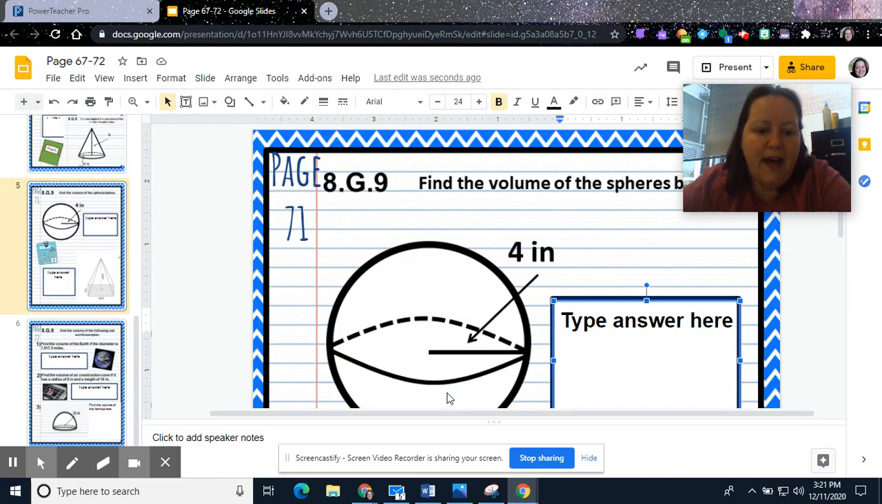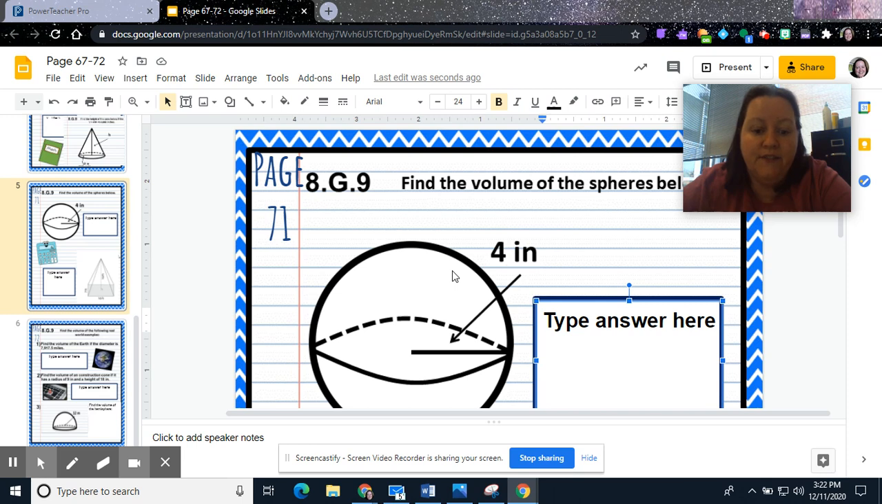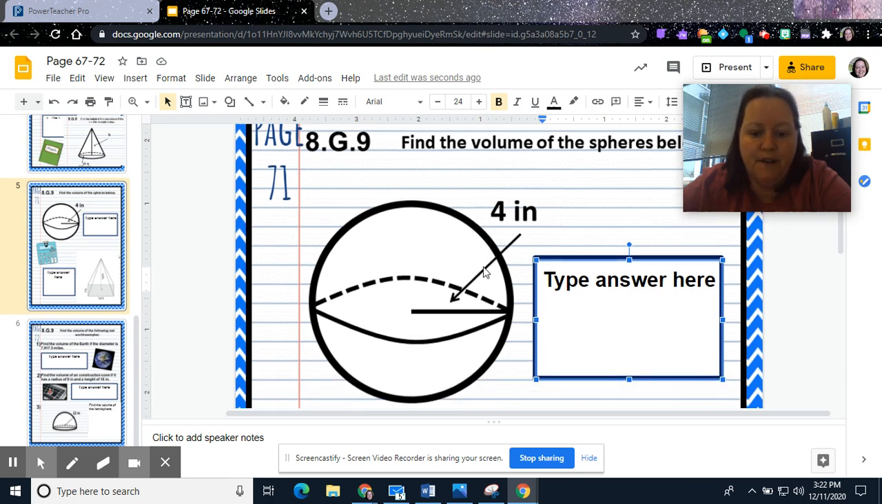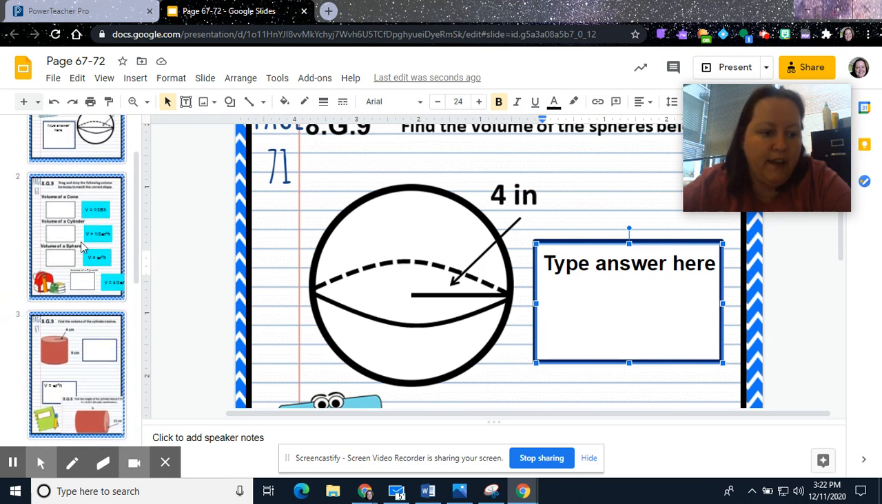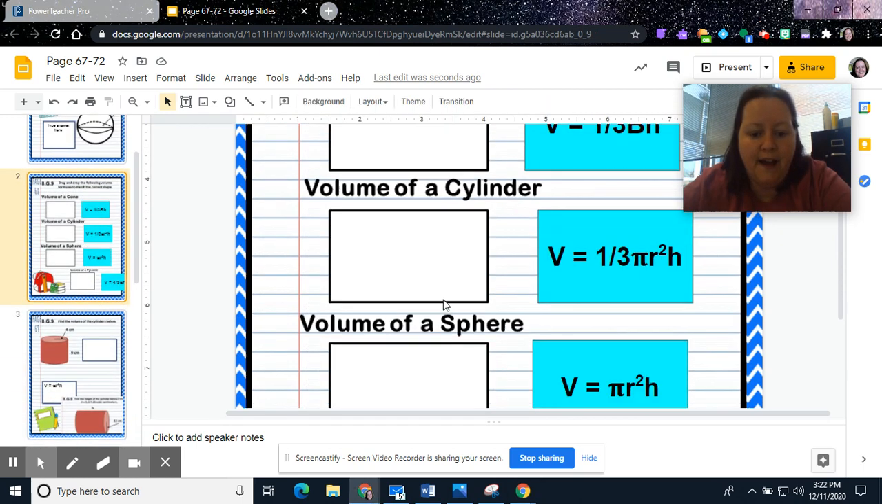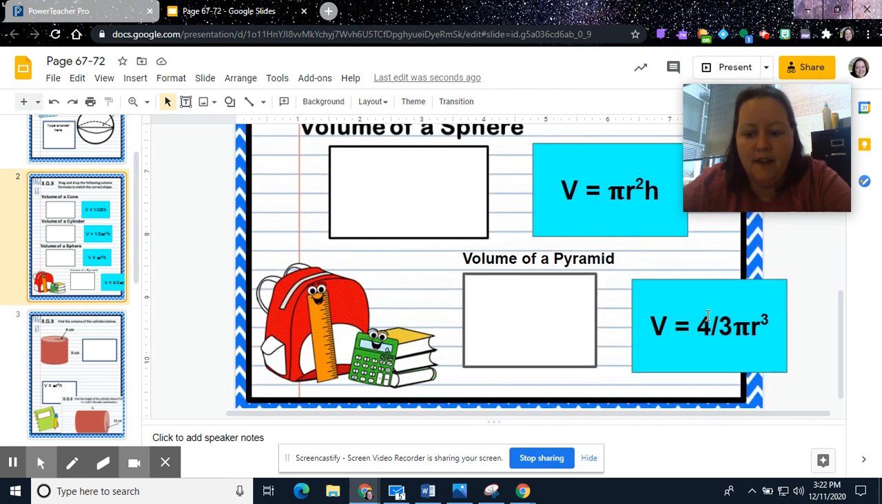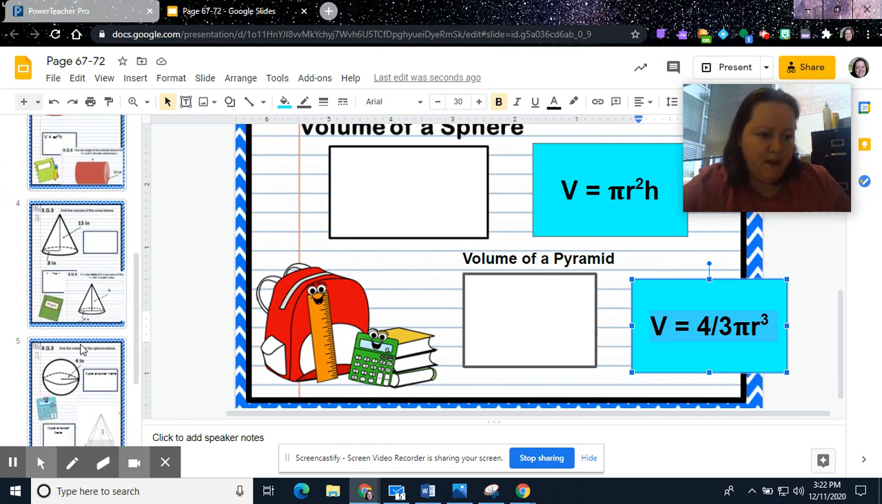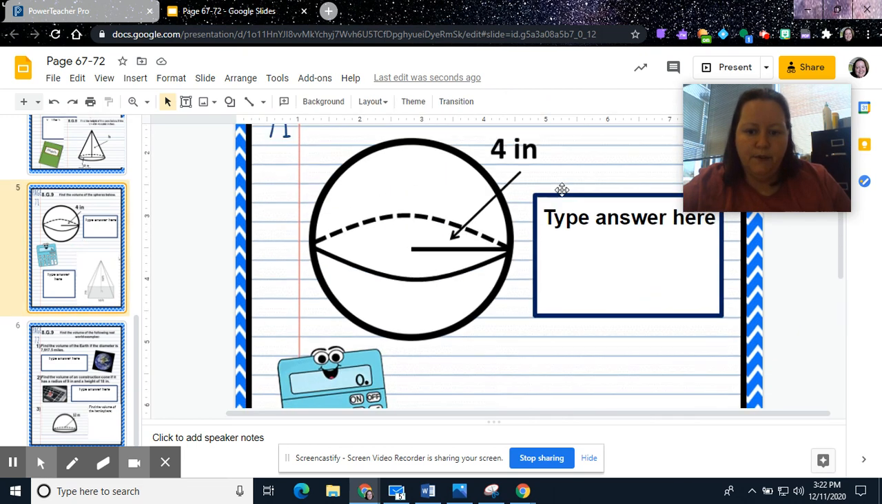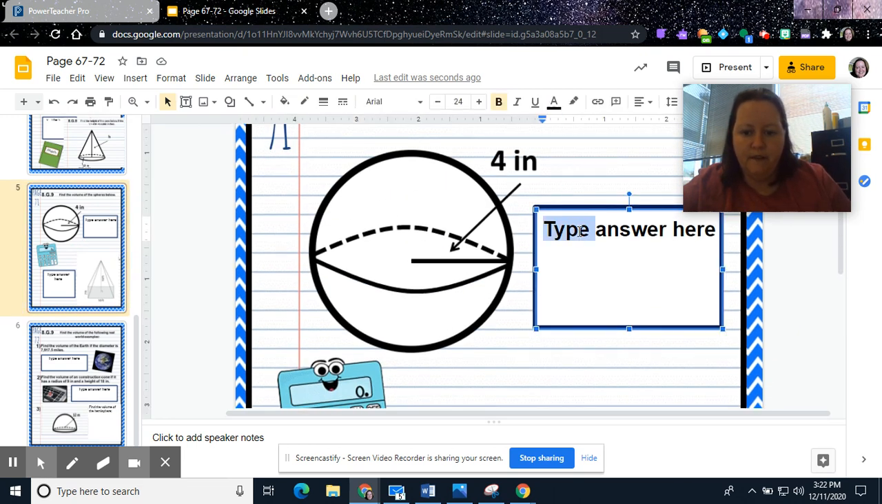Hi, now I would like to look at page 71, and we're going to find the volume of the sphere. We're going to do one of them. Go back to your page 68 where you have the formulas, and yours will already be labeled. You're going to copy your formula, and then that is what you are going to put right there. And then we can fill it in.